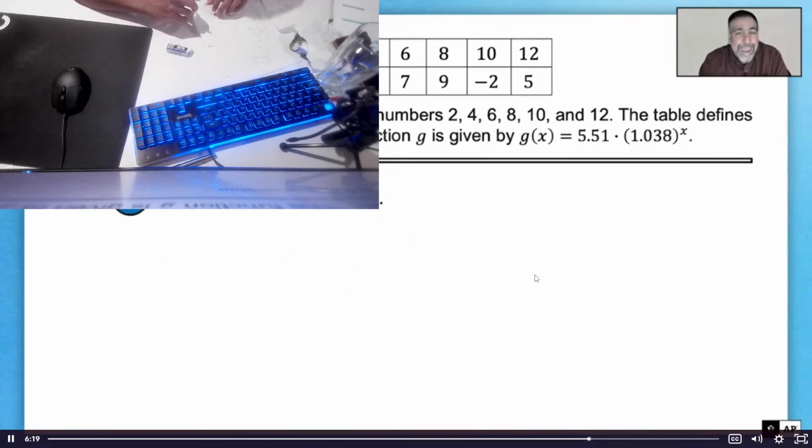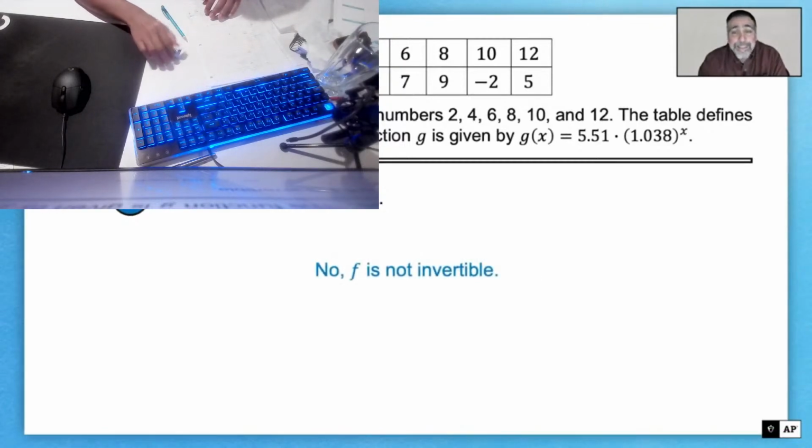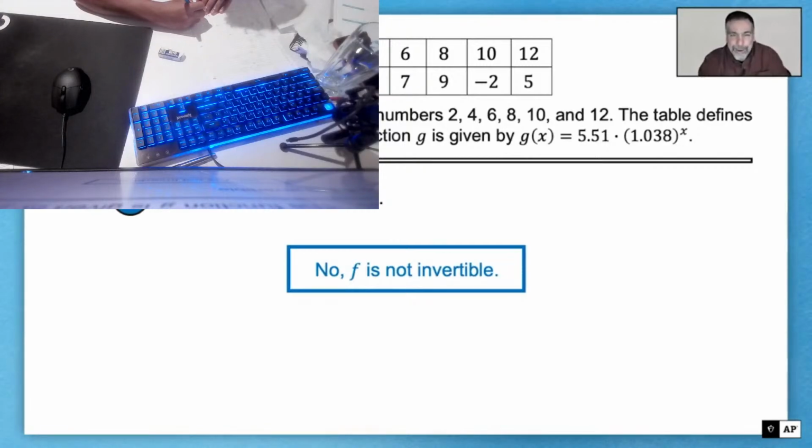The next question here asks, is f an invertible function? Quite simply, the answer is no. F is not invertible. And that's really all we need to say here. Now, you might be thinking to yourself, will I really get credit for that? The question asks a yes or no question. Is f invertible? I'm giving the answer as straightforward as I can.